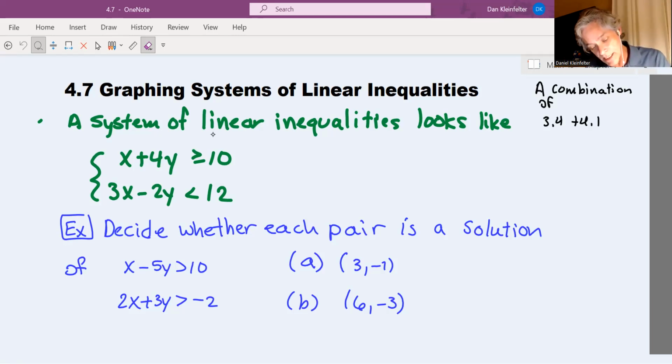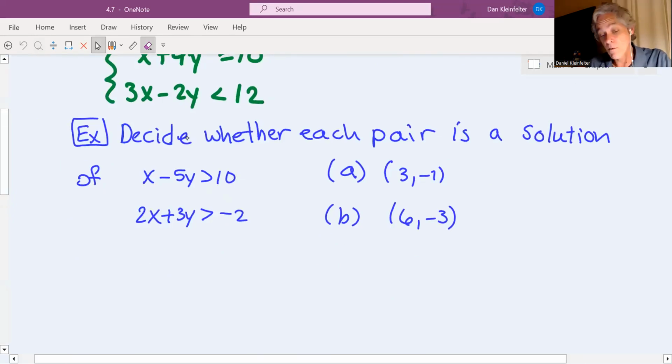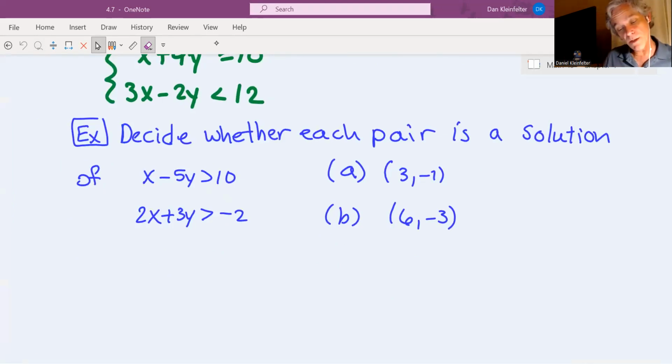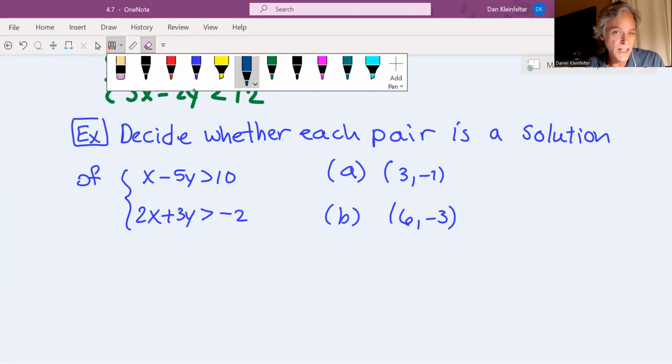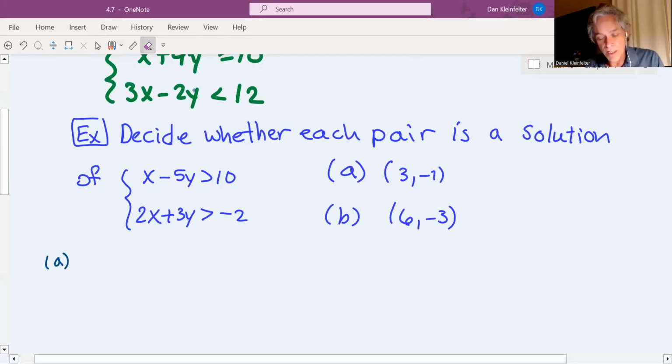So where we'll continue then is just to first decide whether a pair is a solution to a system or not. So for this first one, we've got the system x minus 5y is greater than 10, and 2x plus 3y is greater than negative 2. And first of all, we want to decide if (3, -1) is a solution. So let's look. We're going to do this by substituting in the xy pairs into our inequalities and see if we get true statements. So let's try the first point A then in the first inequality.